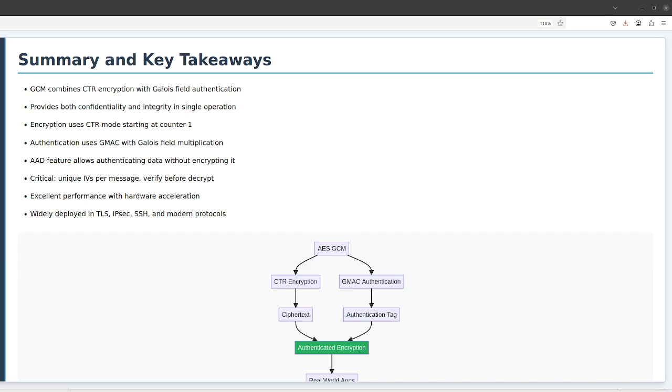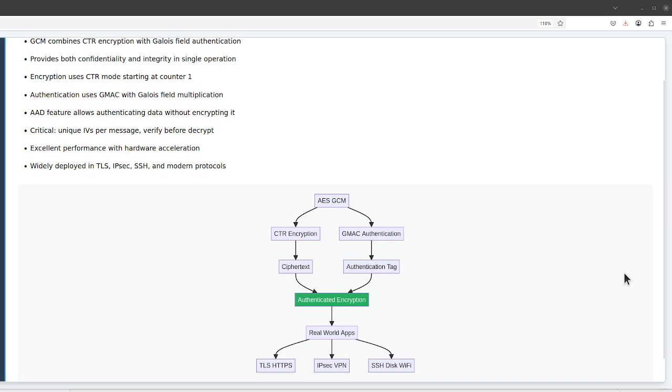GCM's additional authenticated data feature allows authenticating data without encrypting it, which is extremely useful in protocols where some data must remain readable but still needs integrity protection. This is heavily used in network protocols to authenticate headers while encrypting payloads.